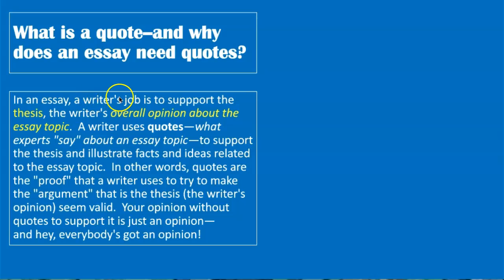In an essay, a writer's job is to support the thesis, the writer's overall opinion about the essay topic. A writer uses quotes, what experts say about an essay topic, to support the thesis and illustrate facts and ideas related to the essay topic. In other words, quotes are the proof that a writer uses to try to make the argument that is the thesis, the writer's opinion, seem valid. Your opinion without quotes to support it is just an opinion. And hey, everybody's got an opinion.